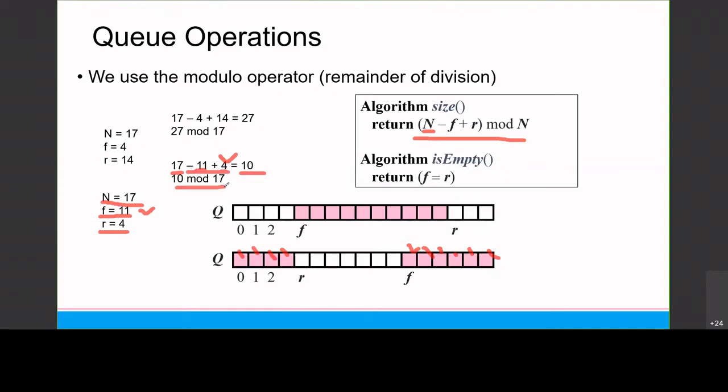So after we have this one, the result is 10 mod 17. Again, we want to get the remainder with the percent. So 10, remainder 17. So the result is 10. Okay, so we can get the size is 10.